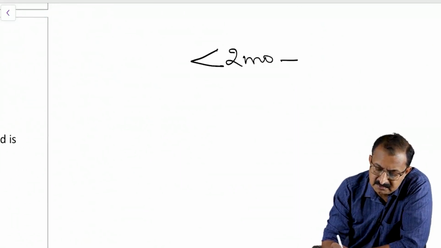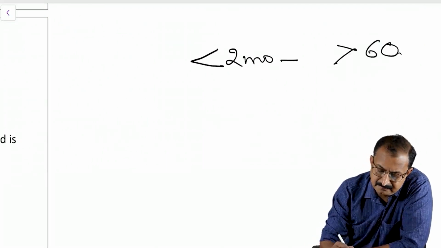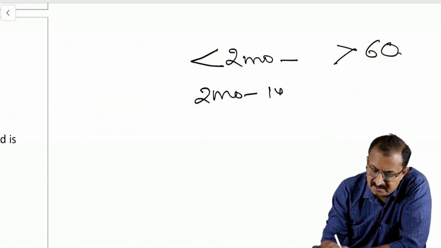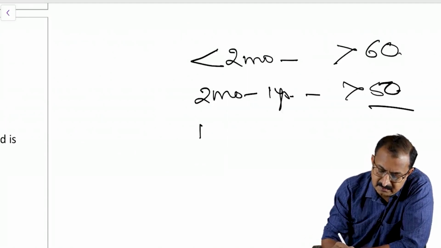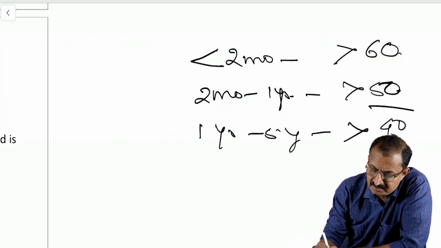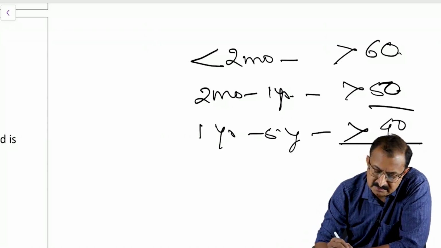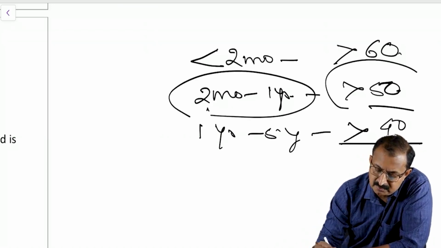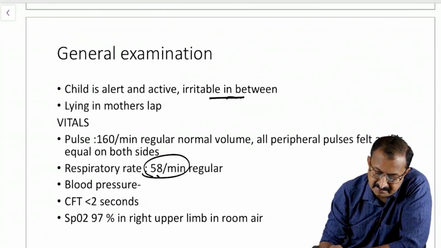Less than 2 months age, if it is more than 60 is considered as tachypnea. 2 months to 1 year, more than 50 is considered as tachypnea. 1 year to 5 years, more than 40 is considered as tachypnea. So here this is the 2 months to 1 year age group. Here 58 is the respiratory rate, so there is tachypnea.